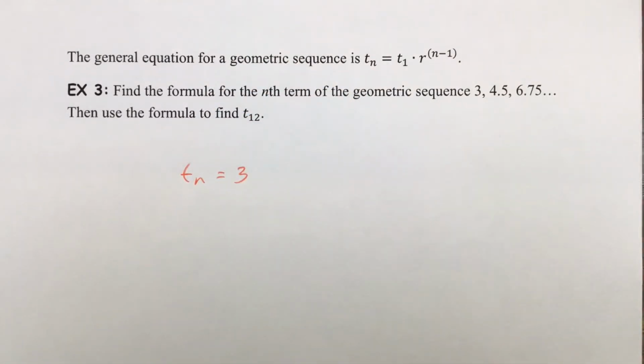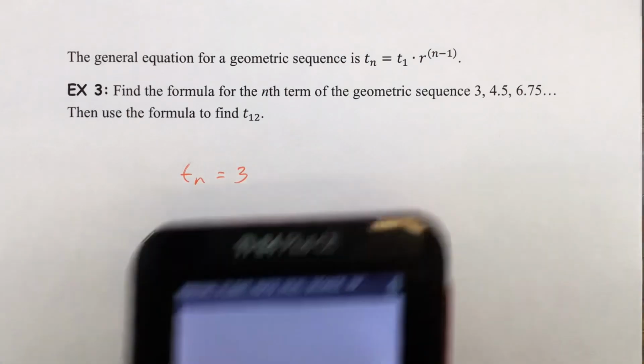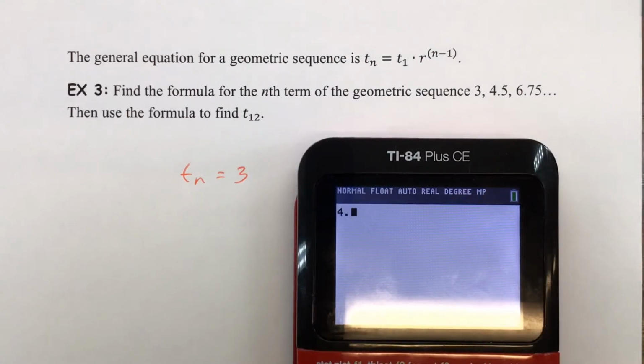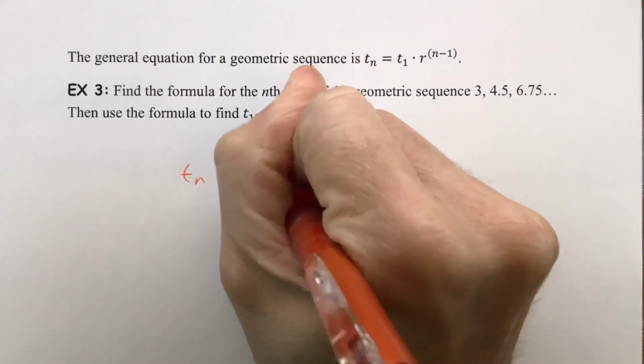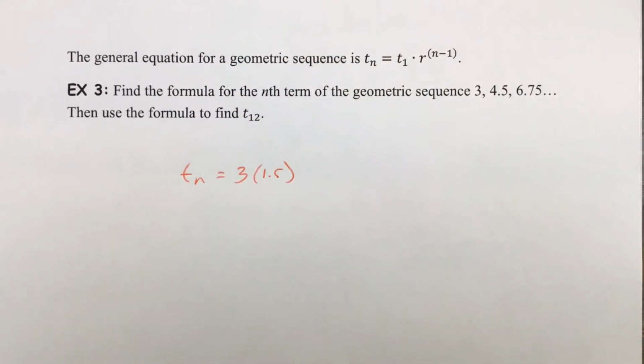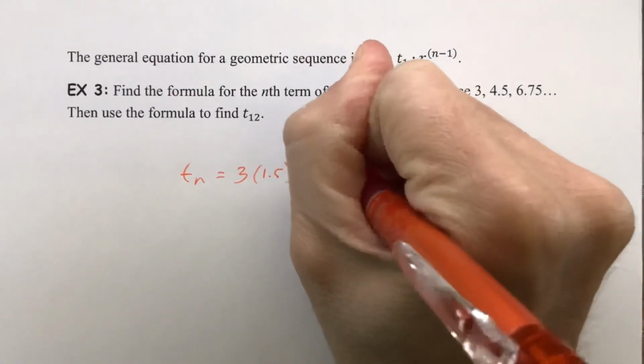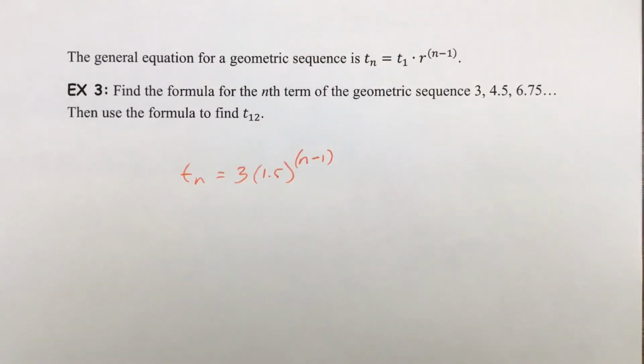To figure out the r value, what we're going to do is divide consecutive terms. We'll start with 4.5, divide that by 3, and we get 1.5, which should hold true for 6.75 divided by 4.5. And it does, we get 1.5. So the r value is 1.5. Your exponent is going to be n minus 1.